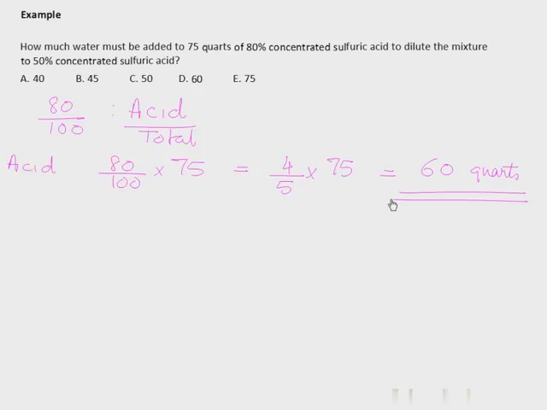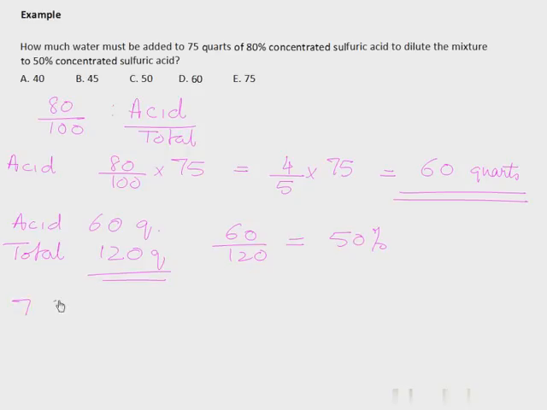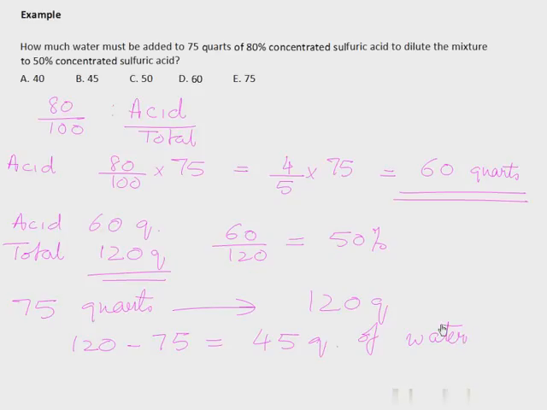Now we want to know how much water we should add. So now the concentration of acid becomes 50%. Well, that's easy. Acid is 60 quarts. You want this to be 50%. So the total should be 120 quarts, because 60/120 is equal to 50%. So totally we want 120 quarts of the solution. How many quarts do we have? Currently we have 75 quarts. We need to add water to reach 120 quarts. How much water? 120 minus 75. That's 45 quarts of water. The answer is B.